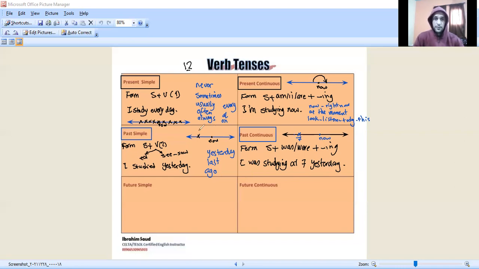Now let's move to the future simple. And you know that the future simple can be expressed in two ways. We have will and be going to. Look at the form.